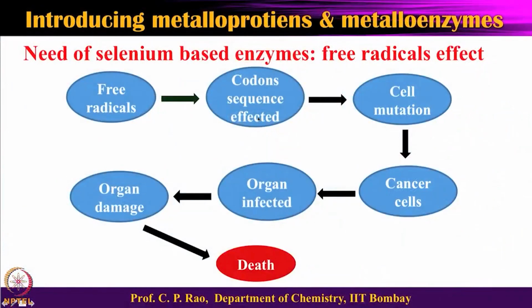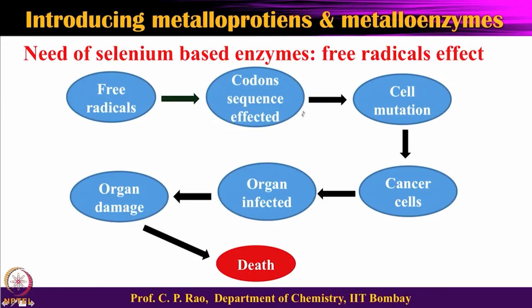What I was telling is that radicals are generated in the body because of the oxidative reactions happening, and unless these radicals are reduced, the tissue gets damaged. That is where you require the antioxidant property. So, the need for the selenium enzyme is very essential.